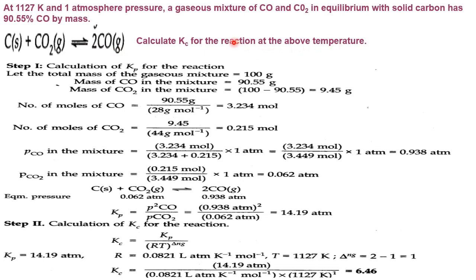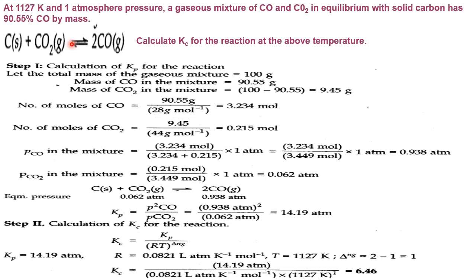We are told to calculate the Kc for the reaction in the gaseous mixture. That means first you have to calculate the Kp. After knowing the Kp, we will go to the relation between Kp and Kc, and by substituting the Kp, we will get the Kc. So our first duty is to go for the Kp.